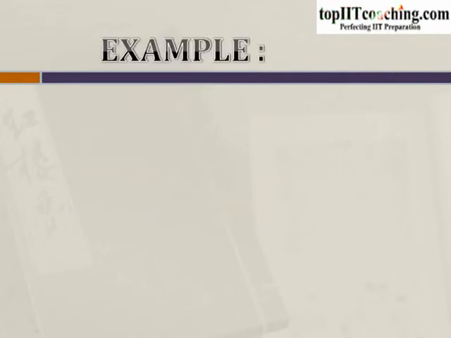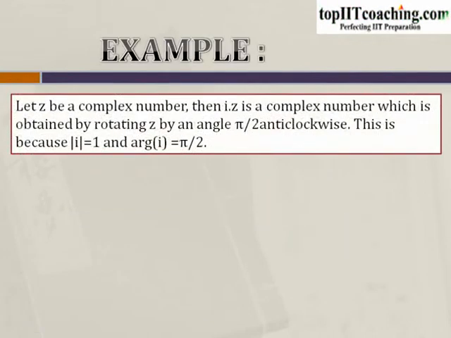So now based on this, let's try to solve an example. Let z be a complex number, then iota times z is a complex number which is obtained by rotating z by an angle of pi by 2 anti-clockwise. This is because the modulus of i is equal to 1 and the argument of i is equal to pi by 2.